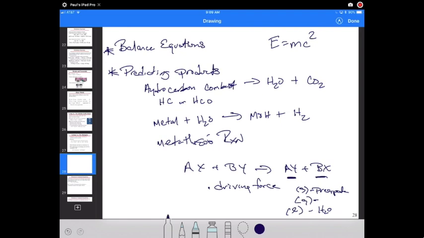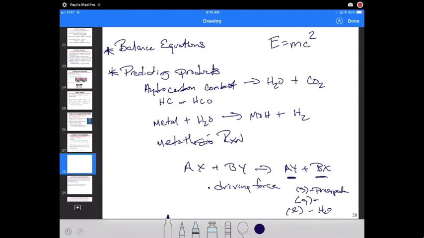We'll get to that in a moment. Most of it, what you'll see is solid, which we call a precipitate, a gas, or liquid, which is water. All right, so that's what we know up to this point in time. Now we're going to learn a couple more things.